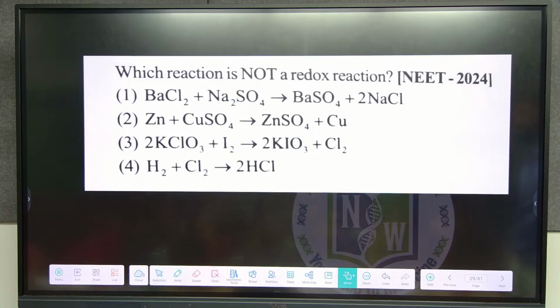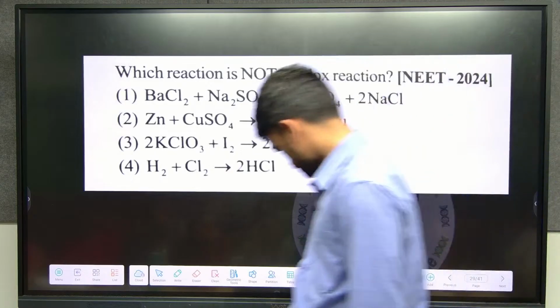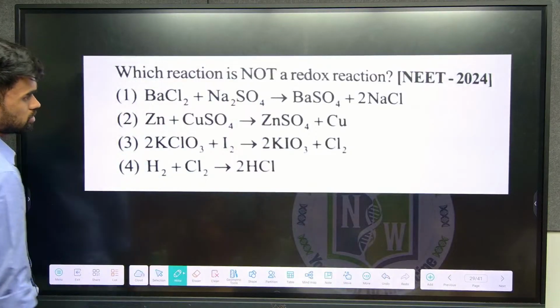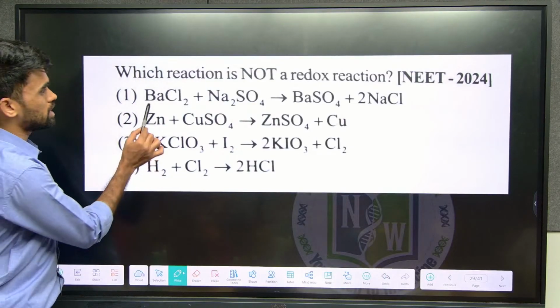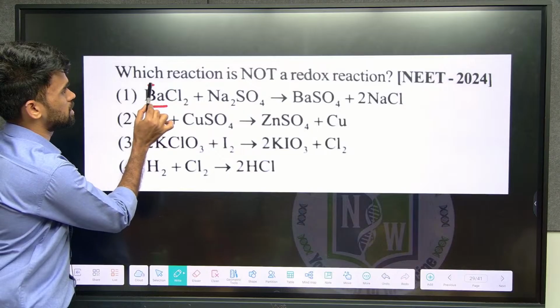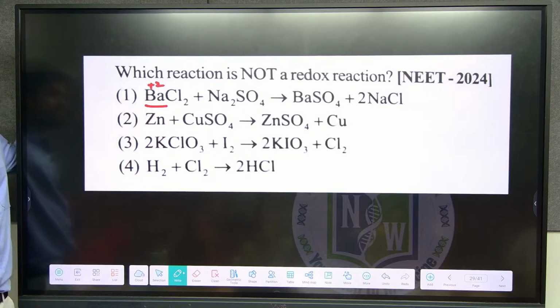Fourth. Which is not a redox reaction? No. Tell me, what is your answer? First, you check their oxidation state. What is the oxidation state here? I told you one statement.